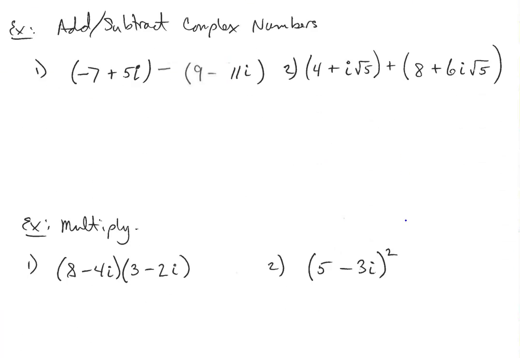Let's try some more examples. In this next set, we're going to add or subtract complex numbers. Remember, we defined complex numbers above, and in our first example, you can see here a complex number minus a complex number. Remember, a complex number simply has the a plus or minus bi form to it. In this case, the first complex number is -7 plus 5i, in parentheses. Then we're subtracting another complex number in parentheses, which is 9 minus 11i.